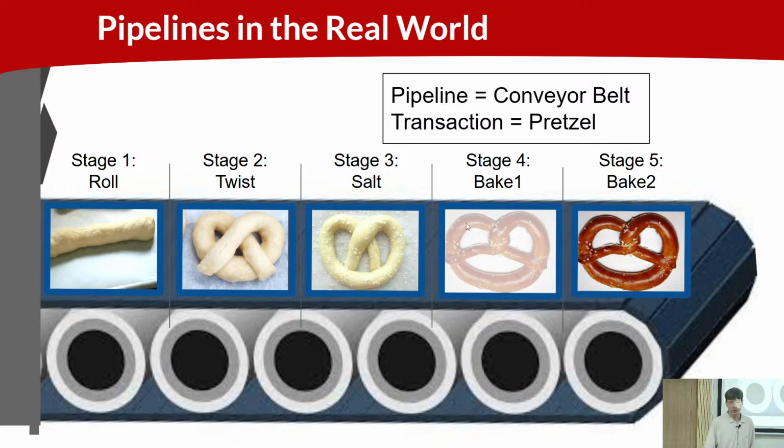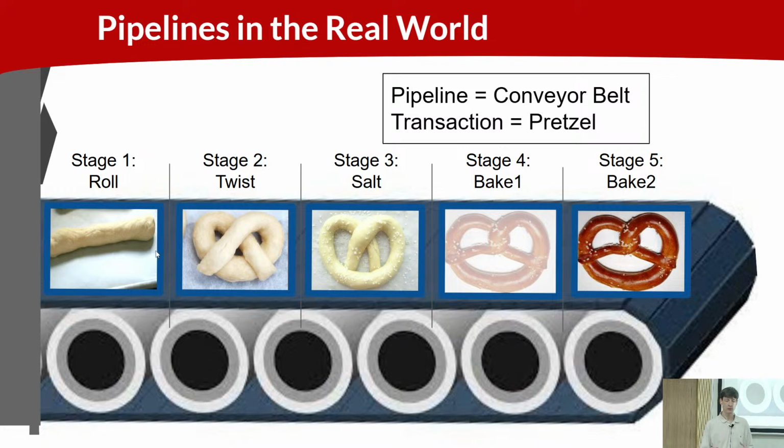We see this in the real world in any number of ways, right? Here I've depicted an assembly line for a pretzel, or assembly line's not the right word, but you know what I mean. In the first stage, we roll the dough, and then we go on to the next stage and we twist the dough. While we're twisting the dough, we're rolling dough for another pretzel, and then things shift. We salt the pretzel. While we're salting, we're twisting, we're rolling. Okay, and then we start baking it, we finish baking it, we've got a pretzel.